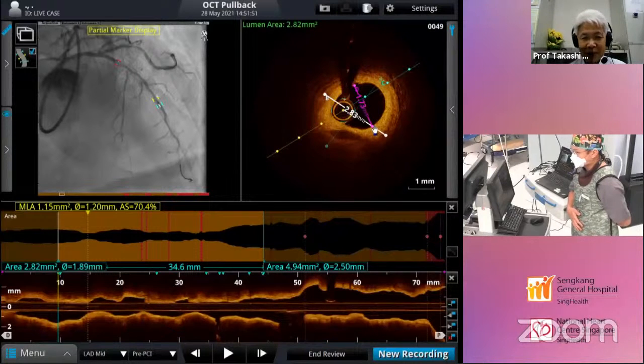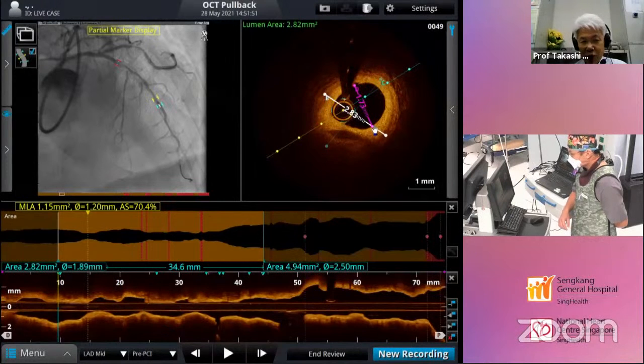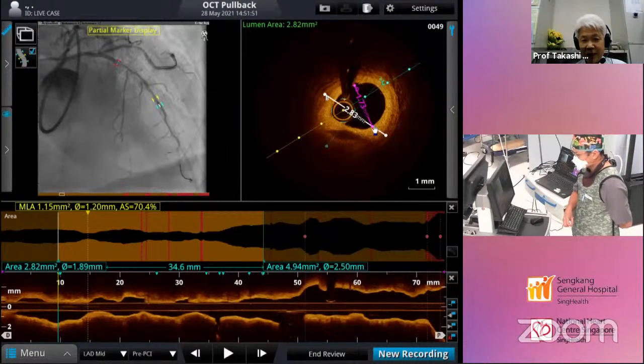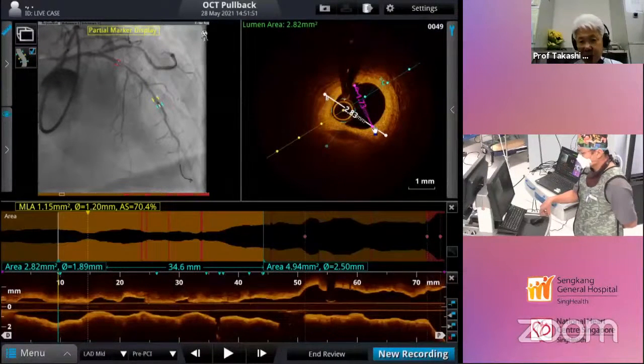So it depends. But in this case, the mean lumen diameter in the distal portion is 1.89, therefore more than 2. So 2.25 is ideal to avoid distal dissection if we put in a stent. And the proximal diameter is 2.5, therefore we would select 2.75 there. So it might be better to use 2.5 if you use one stent in this case, and we can get a good result after putting in the stent by using balloon dilatation.